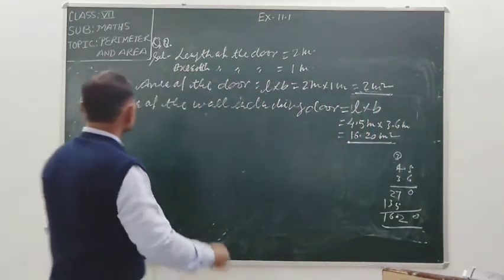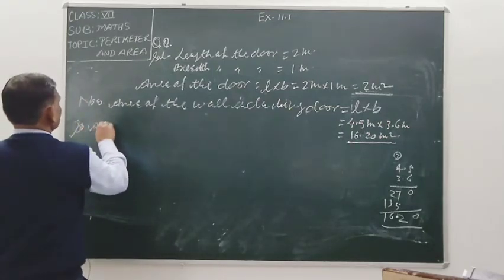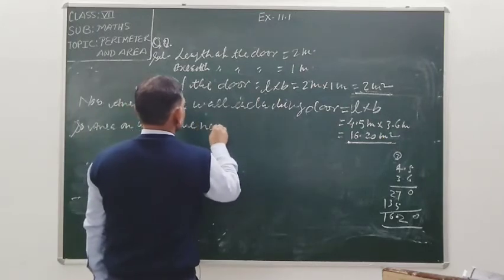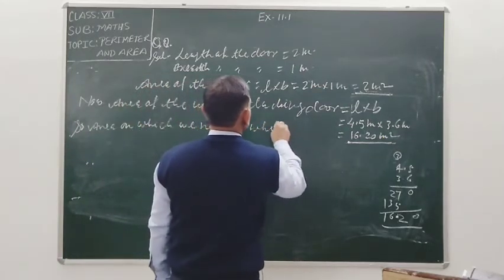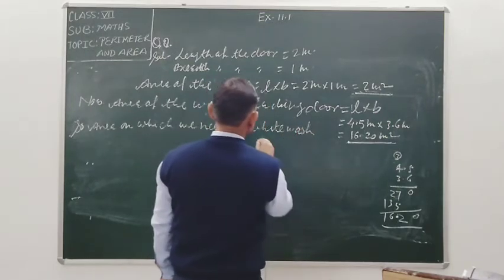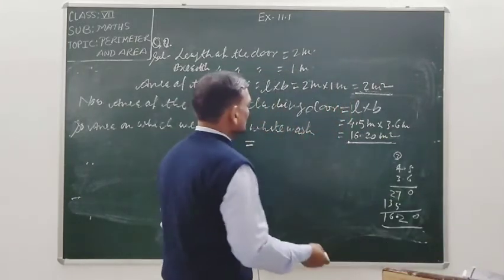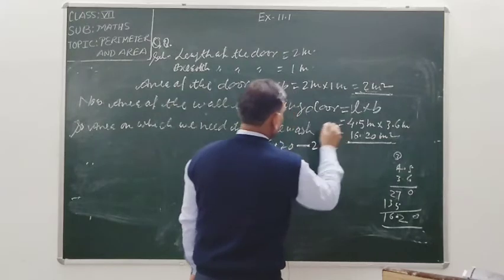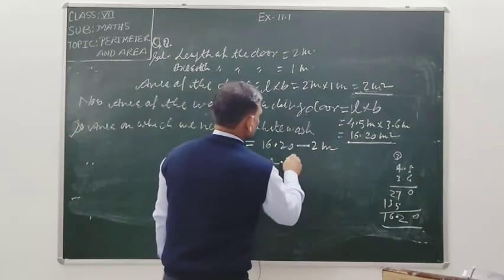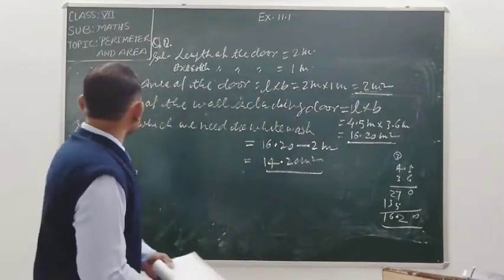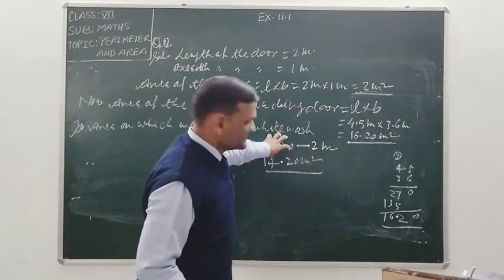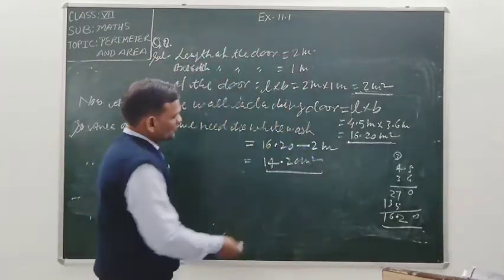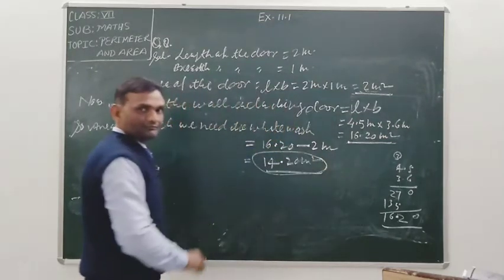So student, therefore the area on which we need to whitewash is equal to the area of the wall, 16.20 minus 2 meter square, is equal to 14.20 meter square. This is the area where you need to whitewash. If we subtract the area of the door from the total area, only the area of the wall remains, and you will whitewash only on the wall. So on this space, on this area we need to whitewash.